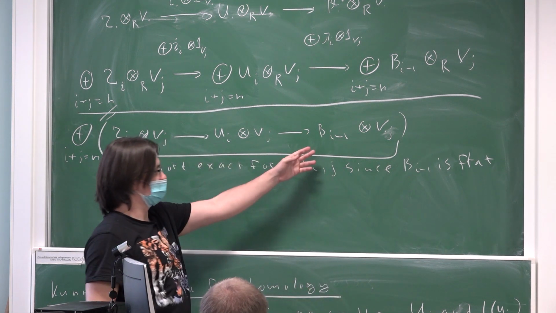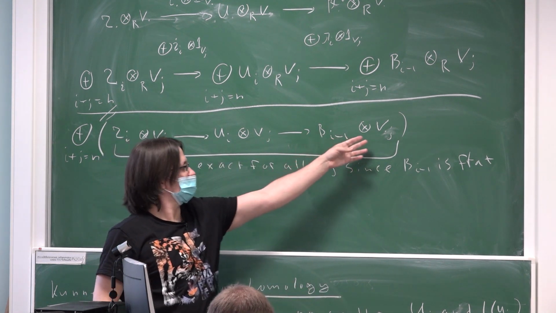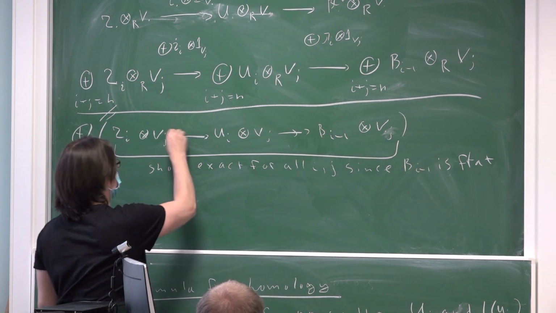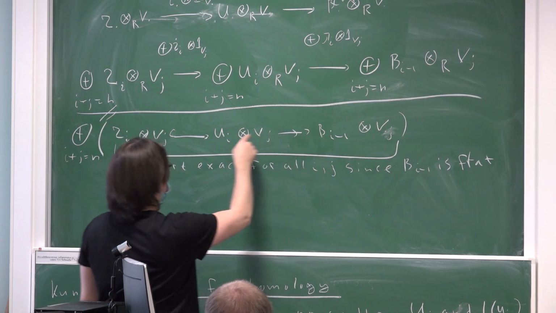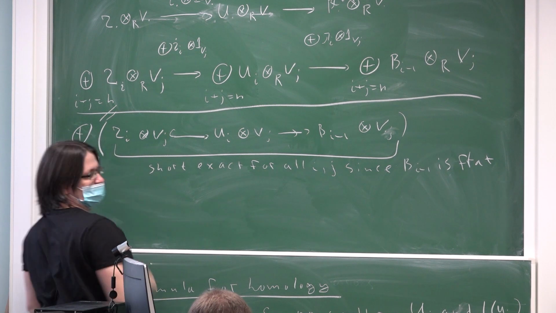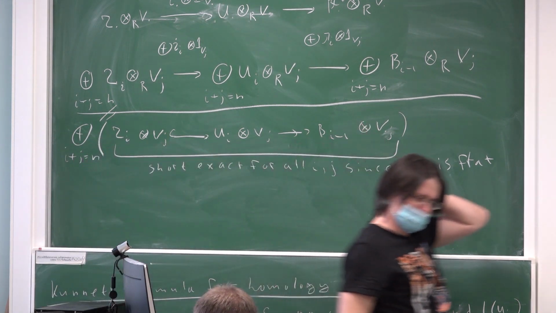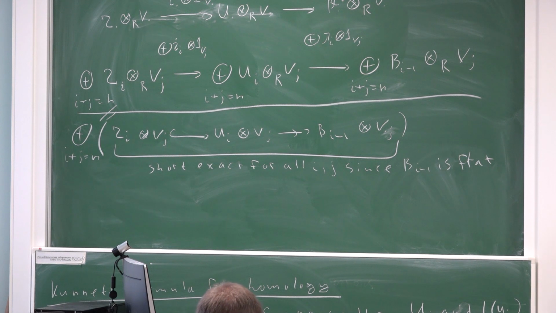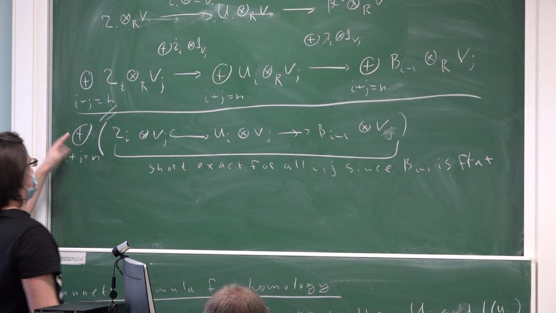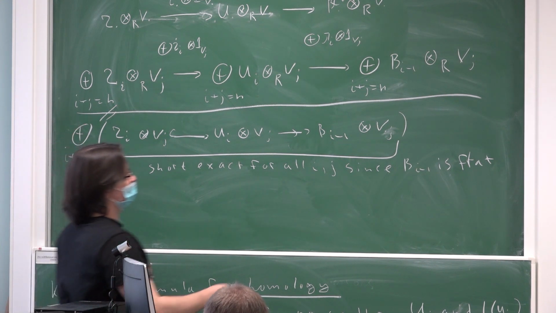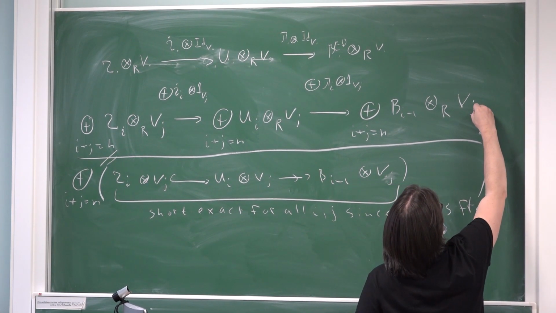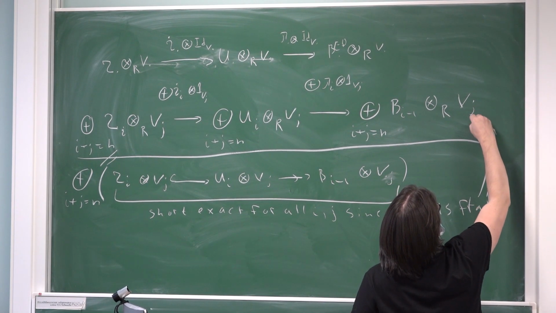Since B_{i-1} is flat, when we apply the tensor product with V_j, here we always have epimorphism, and here we always have exactness. Then we have Tor of B_{i-1} and V_j, and this Tor is 0. So the sequence is exact for all i and j, and then the direct sum is exact too. So this sequence is exact.